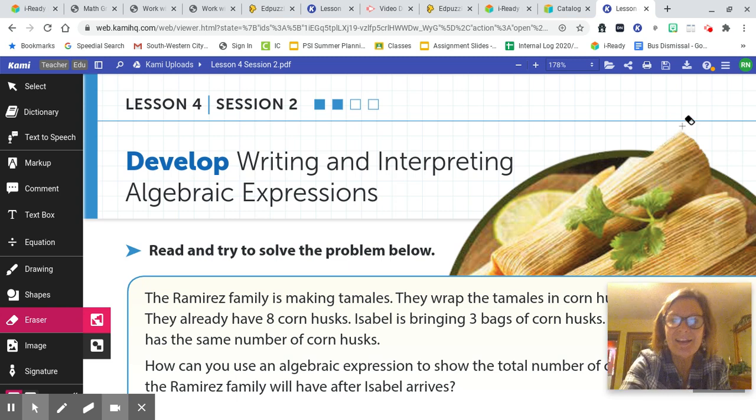And welcome back. This is now lesson 4, day 2 or session 2. If you haven't already, I want you to go get your book. Today's lesson is out of the book and it is on page 69. If you get a book and your pencil, open to page 69. This is lesson 4, session 2. Develop writing and interpreting algebraic expressions.